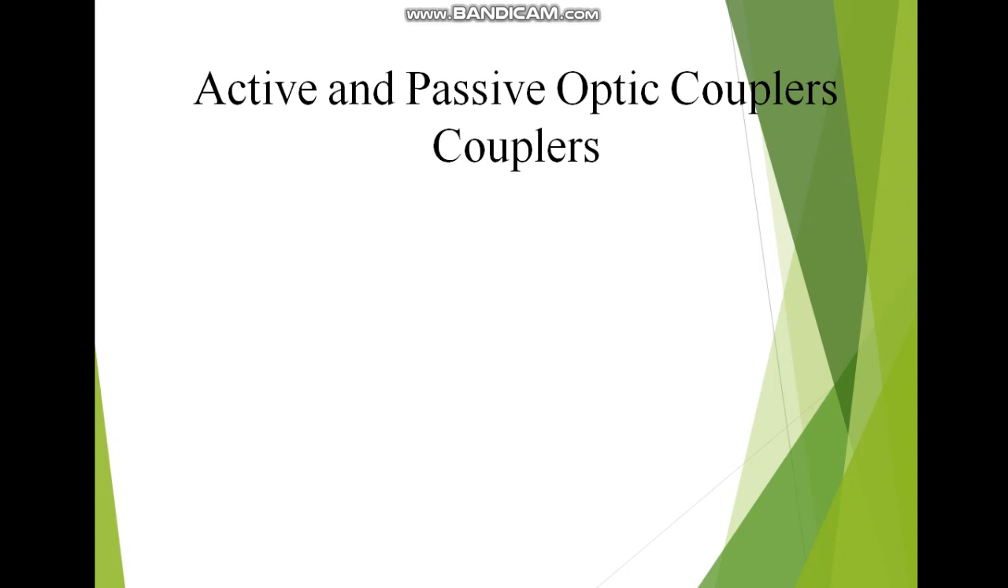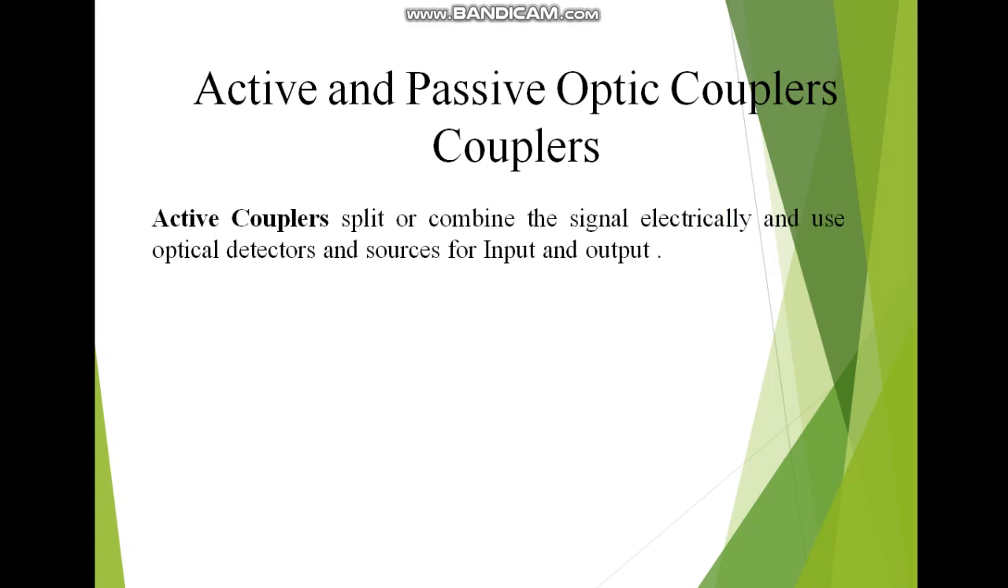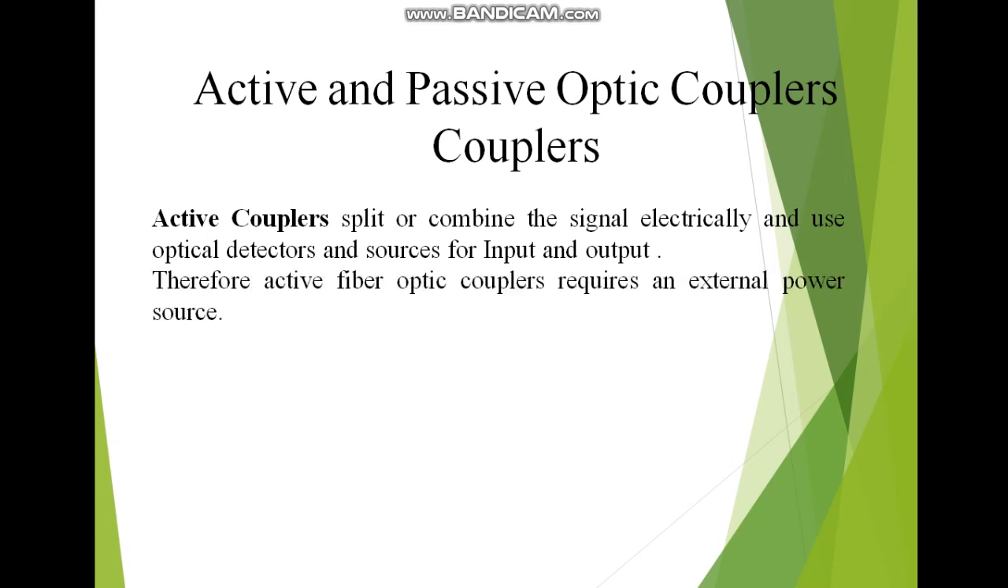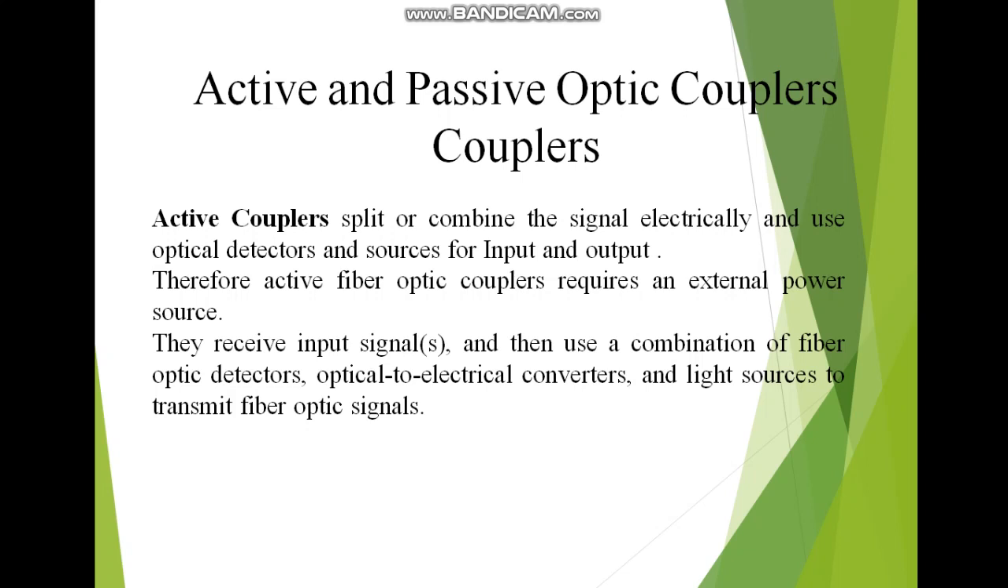Next, we will start with active and passive optic couplers. What do we mean by active and passive couplers? An active coupler means we need optical to electrical conversion whenever we are transmitting the signal through the coupler. Also, we need an external power supply. So, an active coupler requires an external power source and an optical to electrical converter. That is my active coupler.